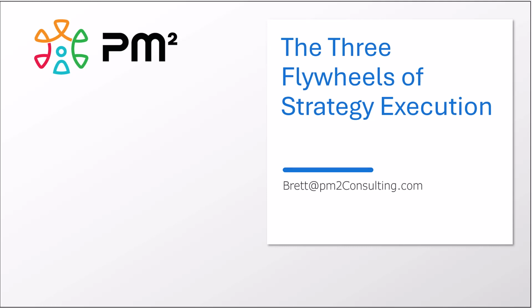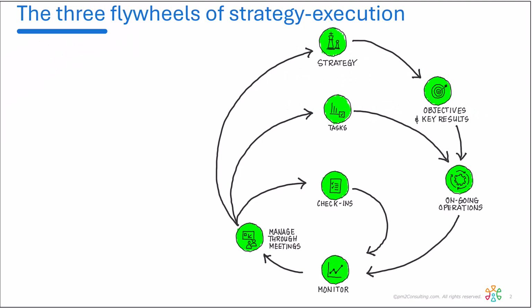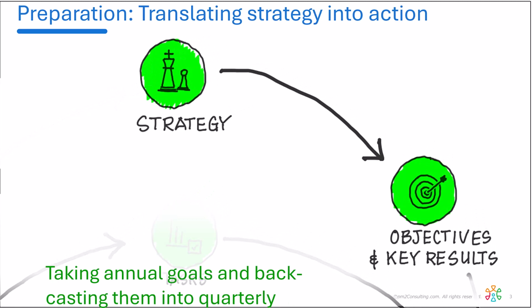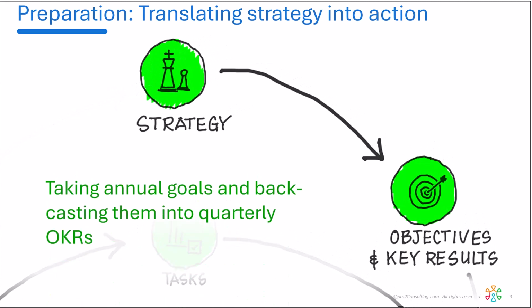I want to take you through a very quick explanation of the three flywheels around strategy execution. And the model is pretty straightforward. I'm just going to drill through each one at a time. To begin with, we need to capture the strategy and translate it into action, and that is converting it into objectives and key results within the time period, quarterly, monthly, whatever it might be. That's step one, priming the pump.